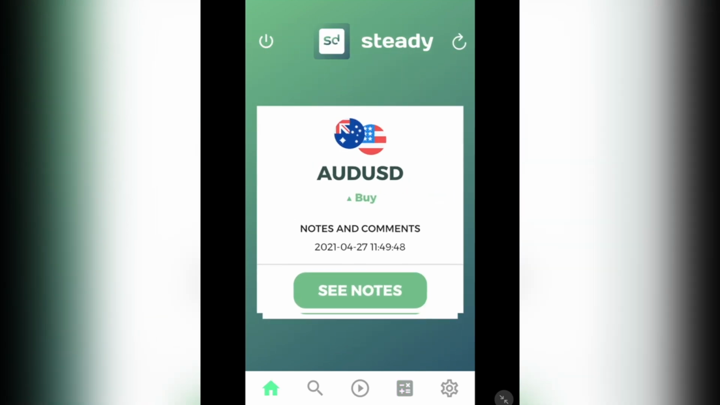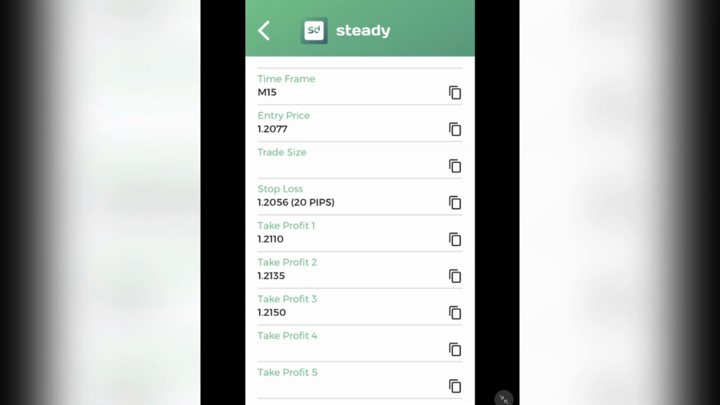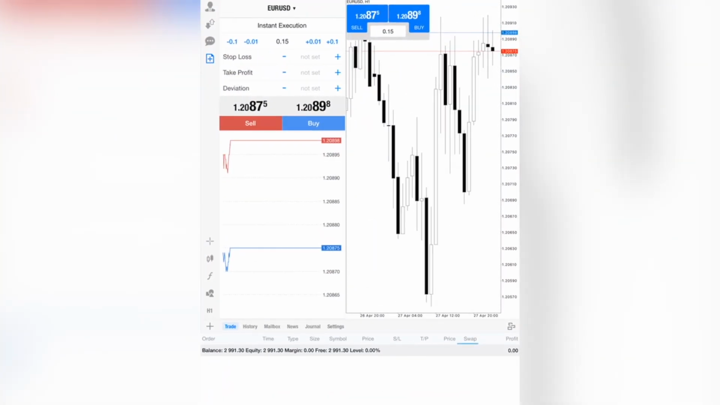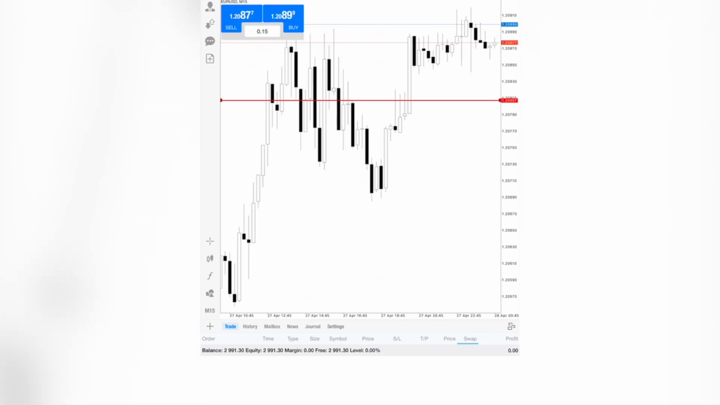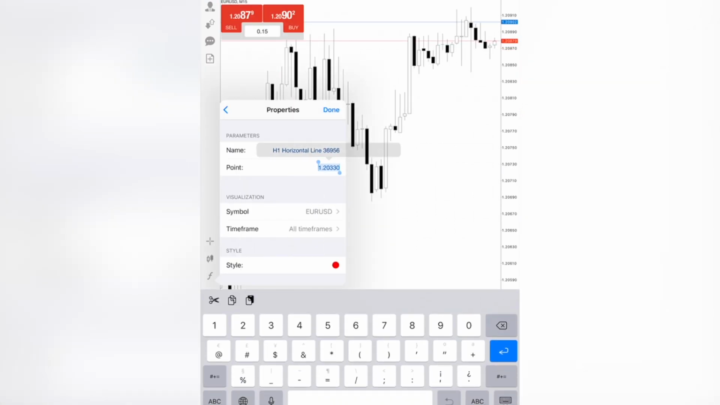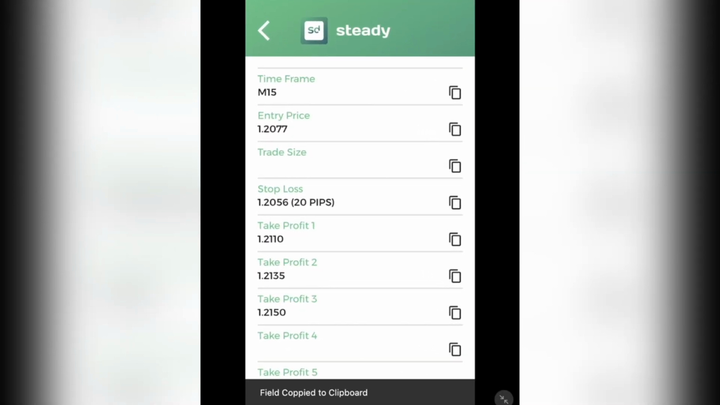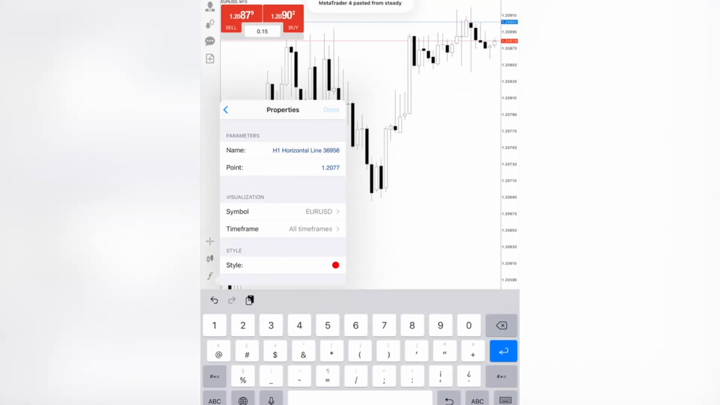Just in case you guys didn't see it, every time next to the stop loss, it would say in parentheses how much the risk is. So I'm going to come back to MetaTrader 4, open it up. And what we're going to do is go on the 15-minute time frame. I'm going to add an object, go ahead and close this. I'm doing this so that you guys have a visual representation of what the numbers mean on the chart. So I'm copying the entry price and pasting it here.